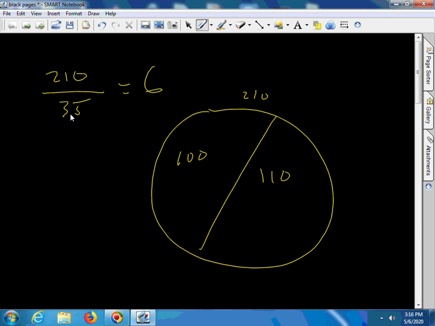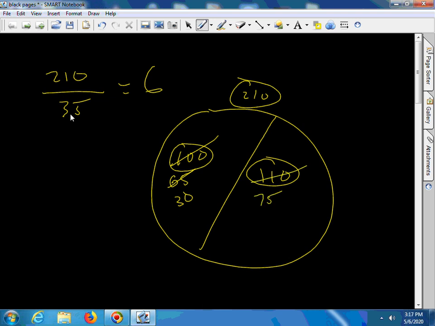Now notice that 35 doesn't go into 100. 35 doesn't go into 110. But the total, 210, 35 goes into it. So you come along and you take away 35 marbles here, you're left with 65. You take away another 35 marbles, you're left with 30. Over here, you take away 35 marbles, you're left with 75. Then you take away another 35 marbles, you're left with 40. And you take away another 35 marbles, you're left with 5.